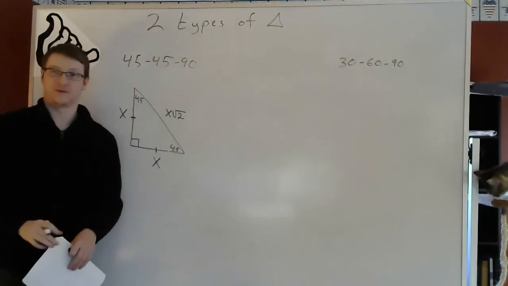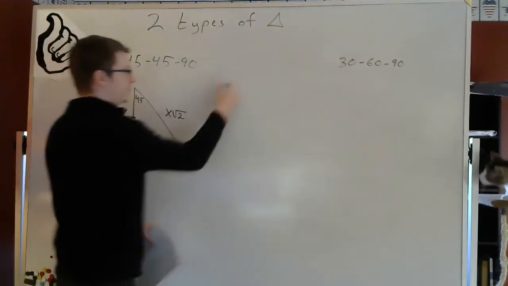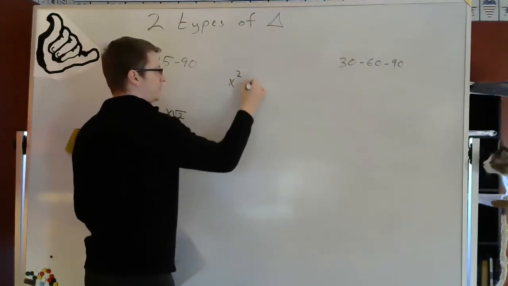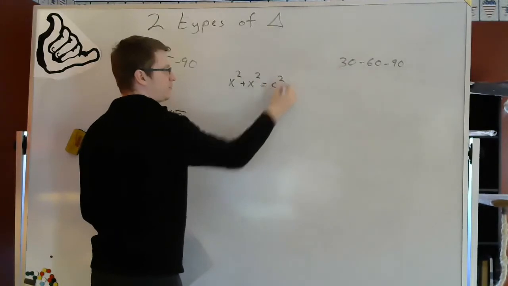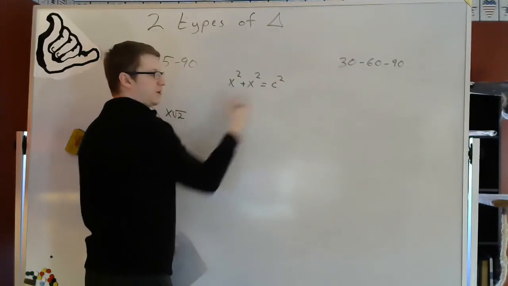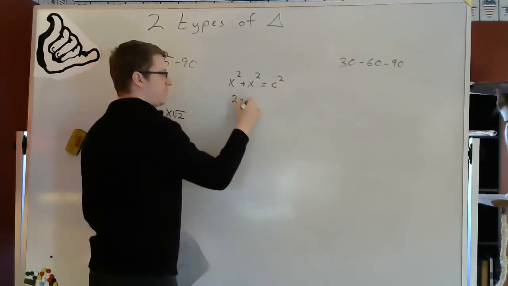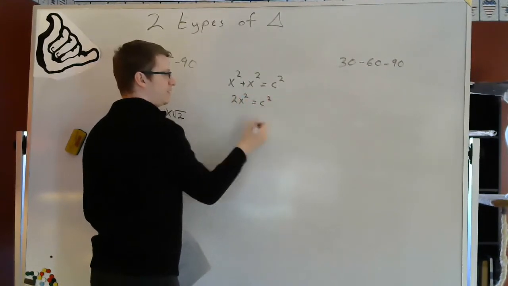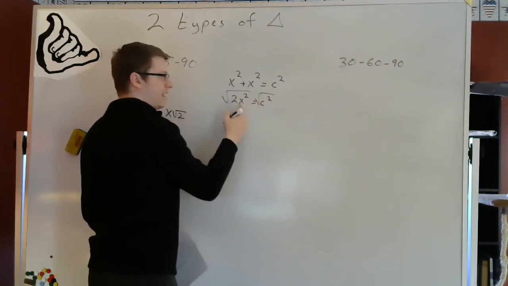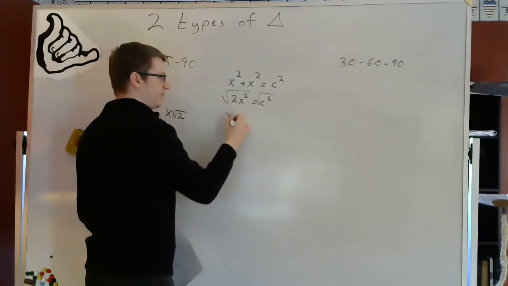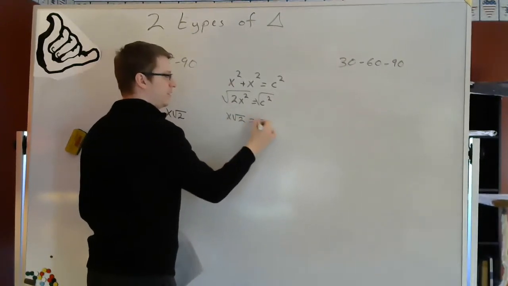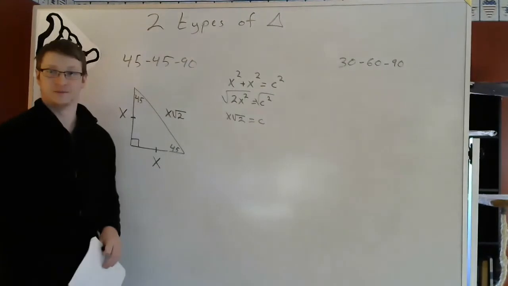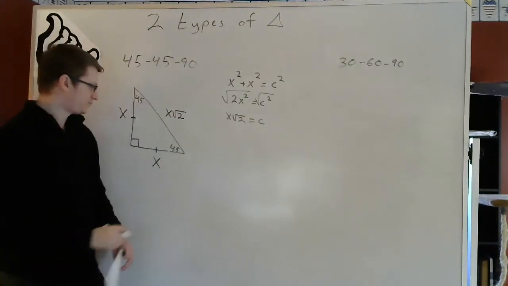You could verify that with the Pythagorean theorem as well if you'd like. Leg squared plus leg squared equals hypotenuse squared. That's a squared plus b squared equals c squared. So we get 2x squared equals c squared. Take the square root of both sides. x squared comes out of the square root, and we're left with x times the square root of 2 being equal to the hypotenuse c for verification.